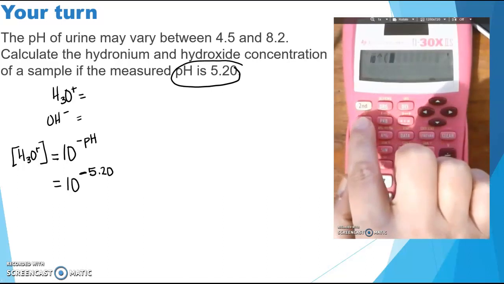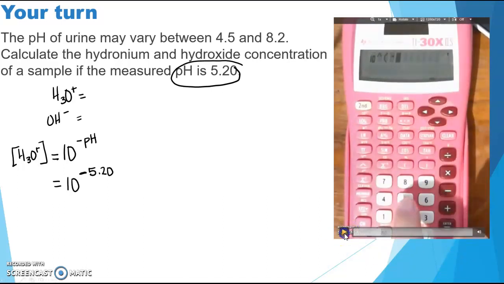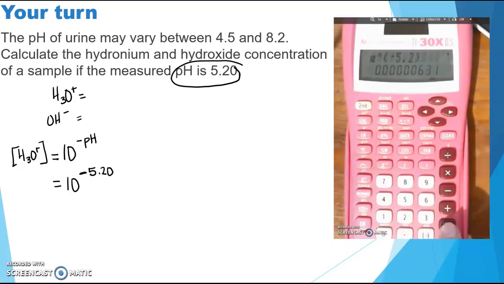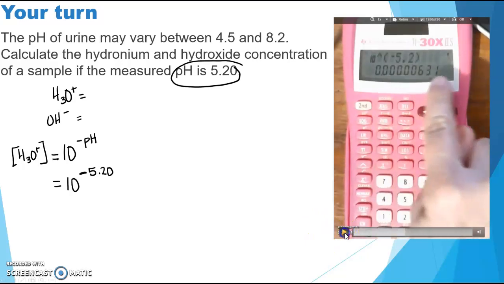So I hit second log. So I'm not actually hitting the log button. Let me pause it for a second. You can see this yellow above my log button says 10 to the x. So when I hit second and that, I'm really actually using that feature. So 10, and then my little caret. So it put that in for me. 10 to the, and then I'm going to put in negative 5.20. I leave the 0 off because it gives me that. So there's my value. You have 1, 2, 3, 4, 5, 6. So let me write that down so that I can remember it.